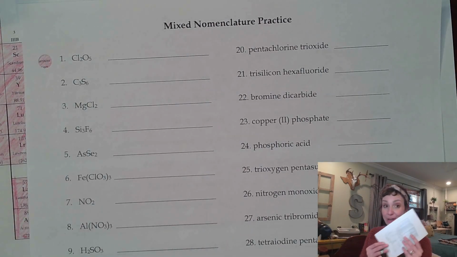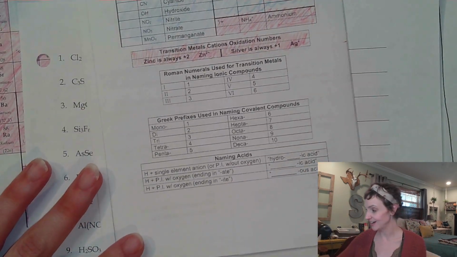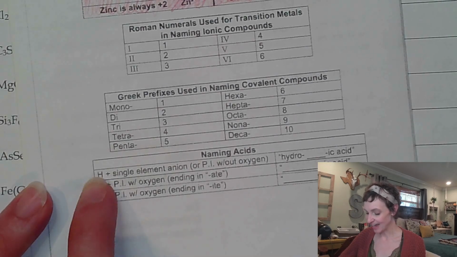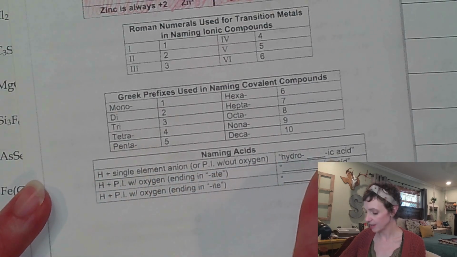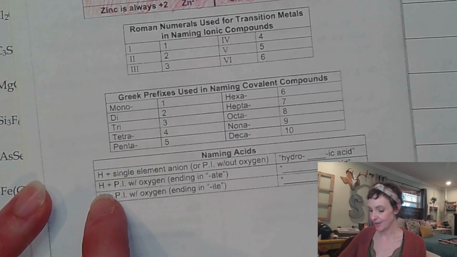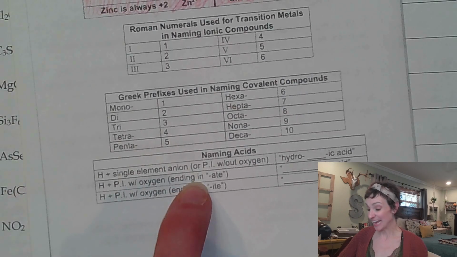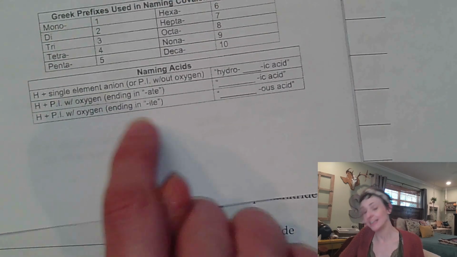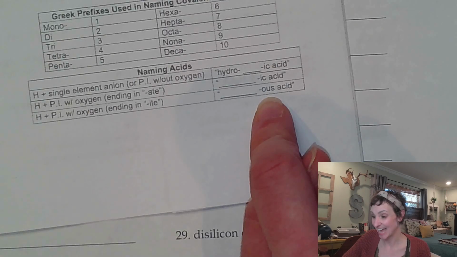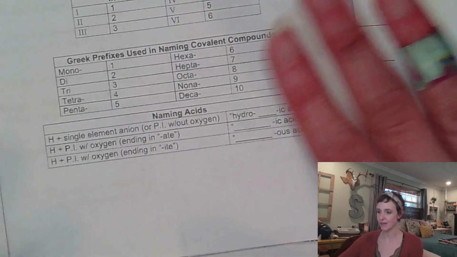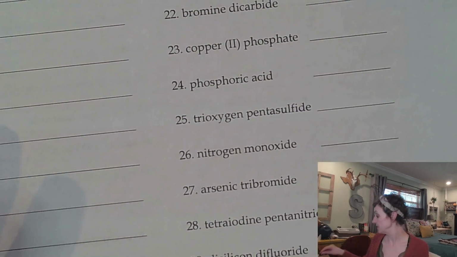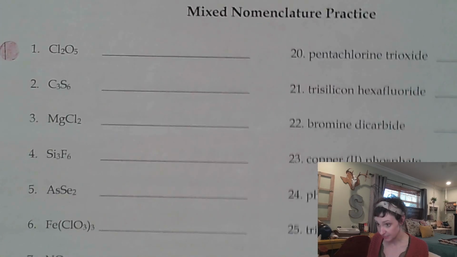And y'all, on our nomenclature booklet, I forgot to mention here are our rules for my acids. It tells you that hydrogen plus a single element or a polyatomic ion without oxygen, you go hydro-ic acid. Hydrogen plus a polyatomic ion that ends in ate, you go ic acid. And then hydrogen with a polyatomic ion with oxygen that ends in ite goes to ous acid. Okay, so that's here for you guys to use. Lots of great stuff on here on the back of our foldable and specifically inside of our doors for ionic and covalent.